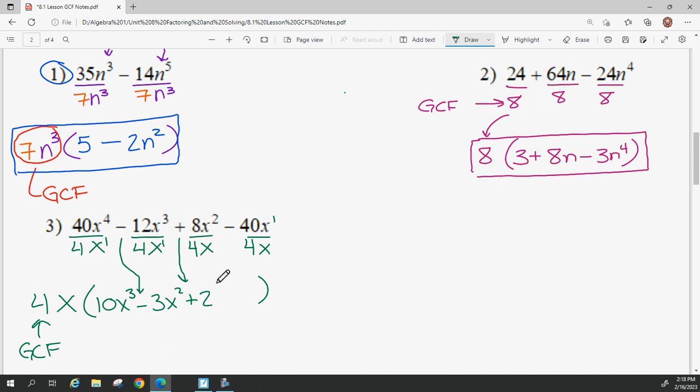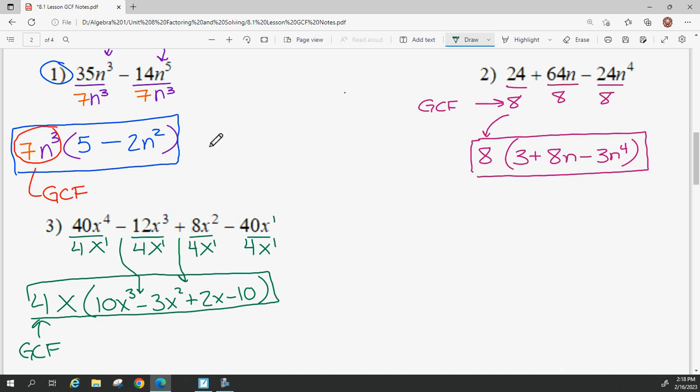8 divided by 4 is 2. 2 minus 1 is x to the 1st. I'm just going to write it as x. 40 divided by 4 is 10. And then x divided by x, those cancel, so there's no x term there. So 4x is my greatest common factor. And then this is my factored version of the polynomial.